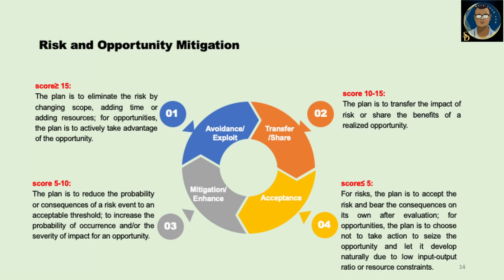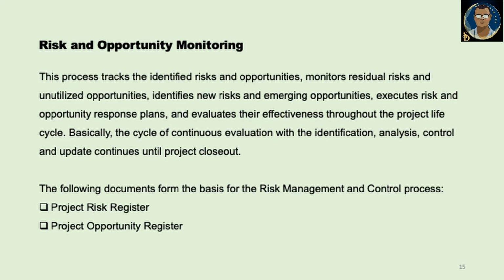The major concern is 10 to 15 and over 15. When it is 15 and over, the plan is to eliminate the risk by changing the scope, adding time or adding resources. For opportunities, the plan is to actively take advantage of the opportunity. Basically, the cycle of continuous evaluation with identification, analysis, control and update continues until the project close out.